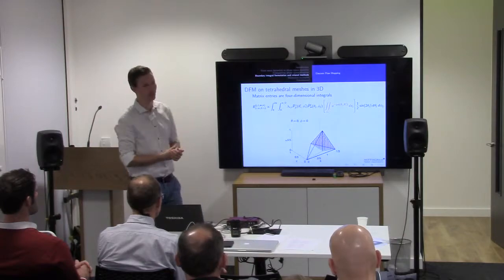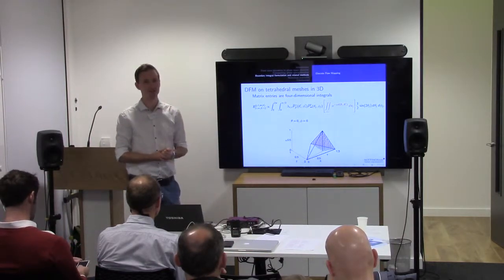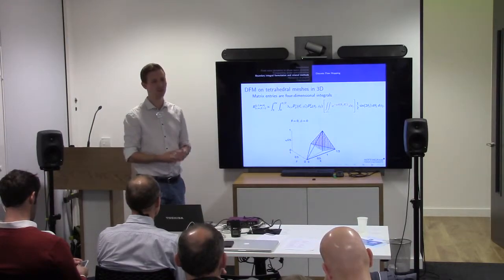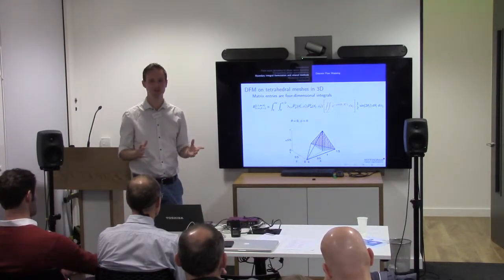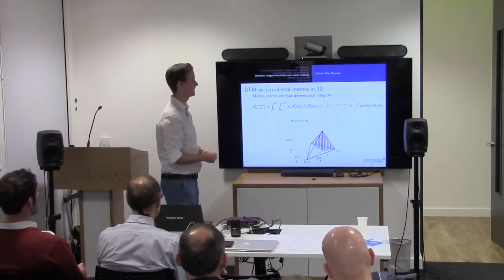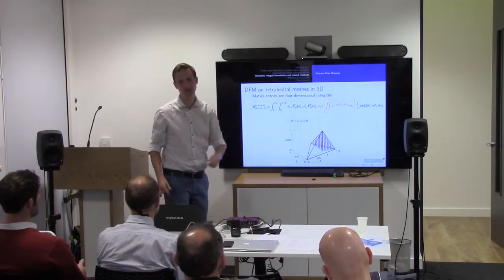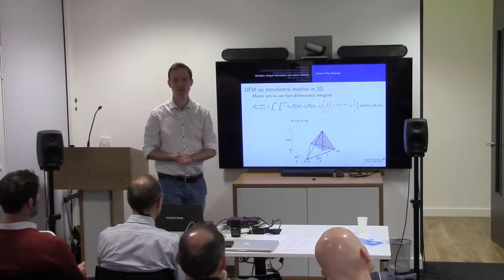So if you want to compute this operator in 3D, you have to look at transitions of rays between faces of tetrahedra. We've only done 3D with tetrahedral meshes, okay? So you're looking at rays going from one face of a tetrahedron to another face, and you have to do this four-dimensional integral. The ones in orange, the two in the middle, you can do analytically, okay?